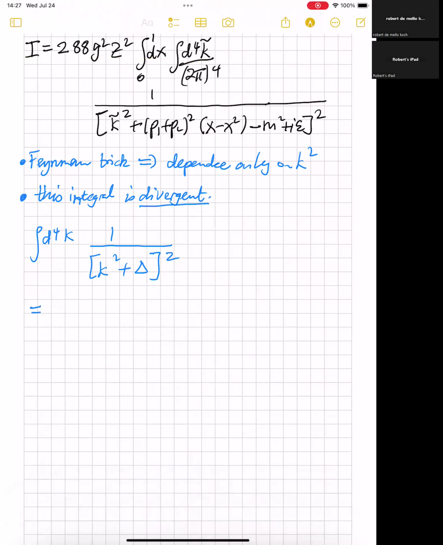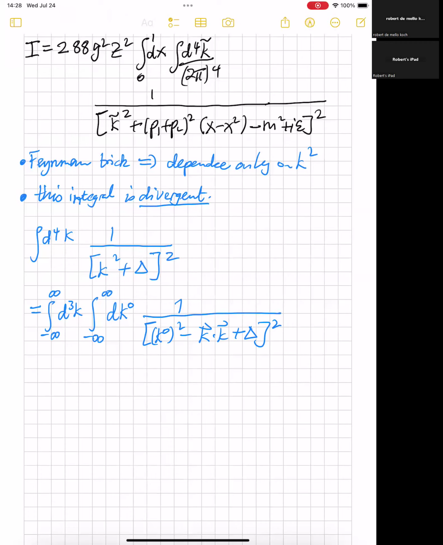So we can split this into an integral over the spatial momenta. This will be d3k over all of the spatial momenta. And then we've also got an integral over dk naught. And if I write out exactly what this integrand is, it's 1 over k naught squared minus k dot k, and then we've got plus delta, and this is squared.